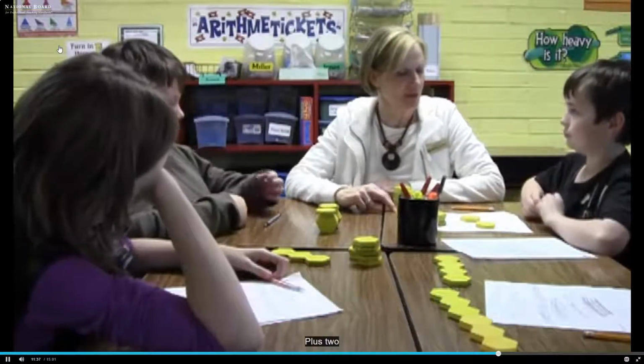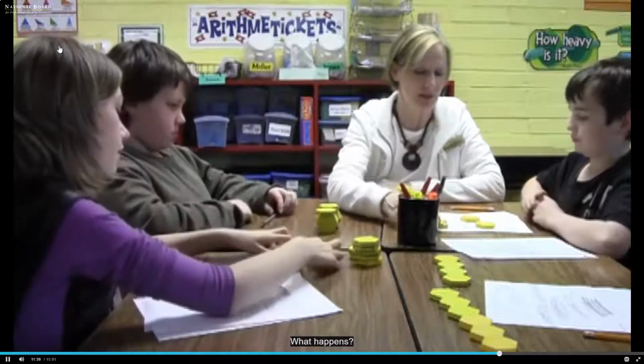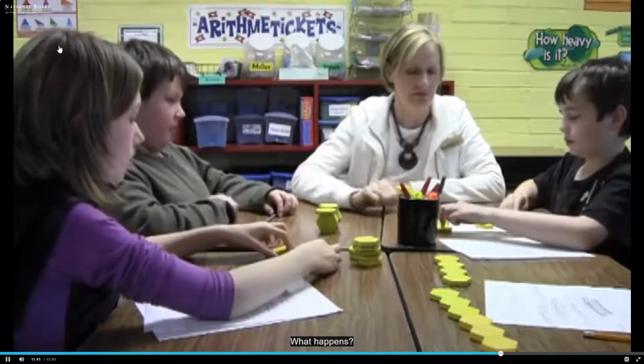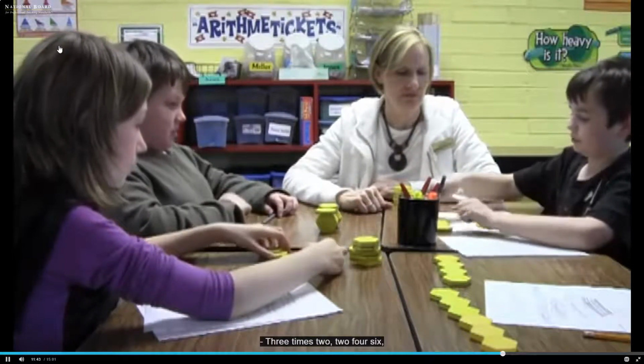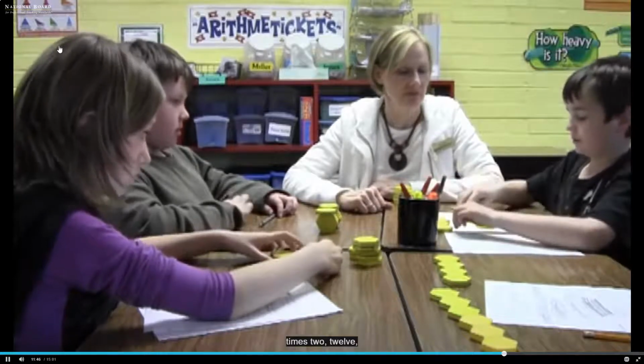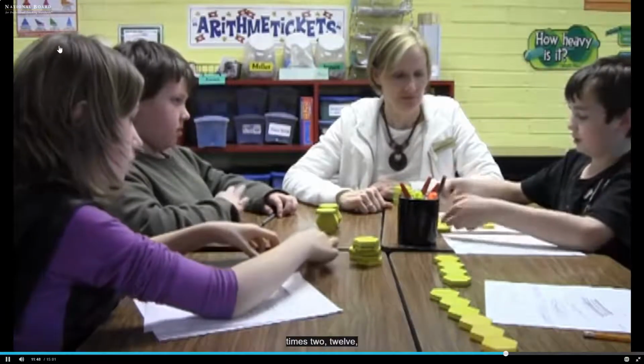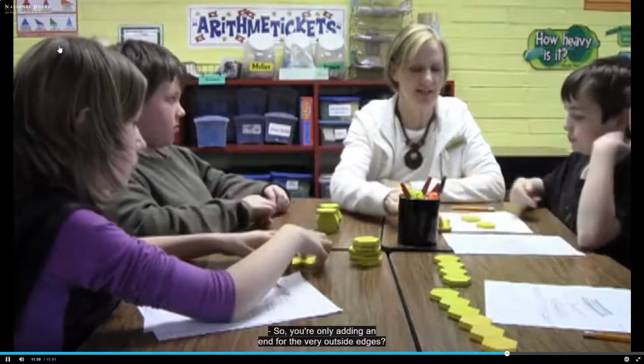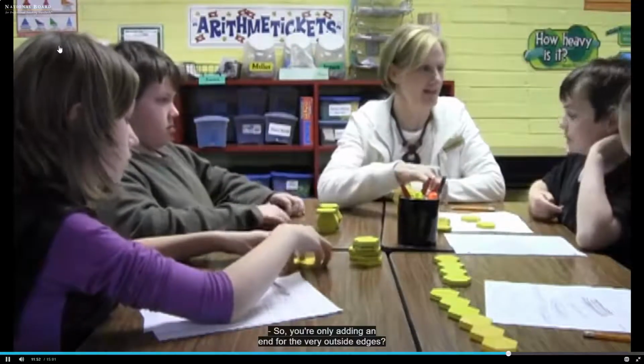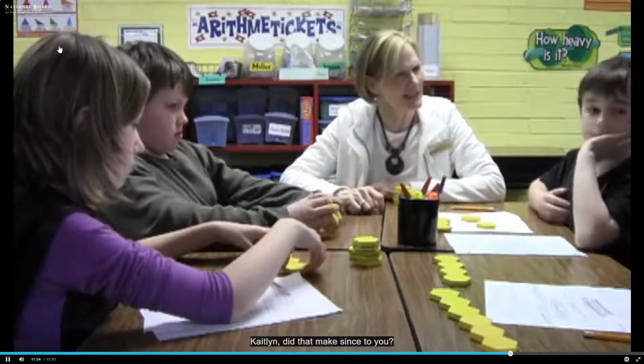What about on a train of 3? What happens? 3 times 2, 2, 4, 6 times 2, 12 plus 2. So you're only adding the 2 for the very outside edges? Okay. Caitlin, did that make sense to you?